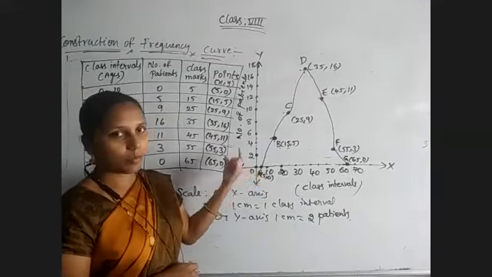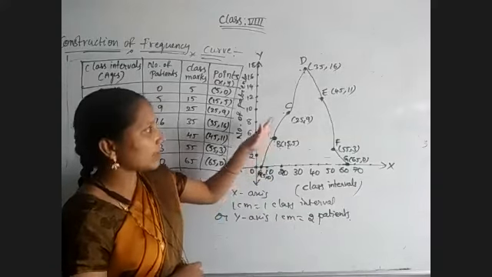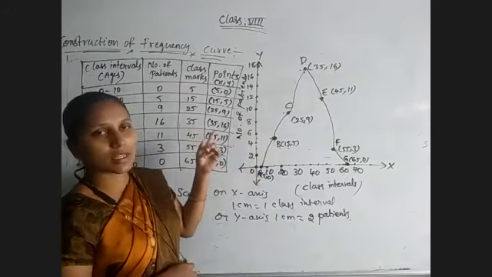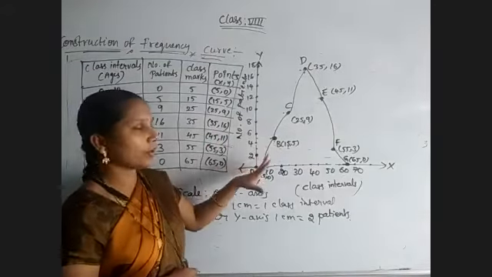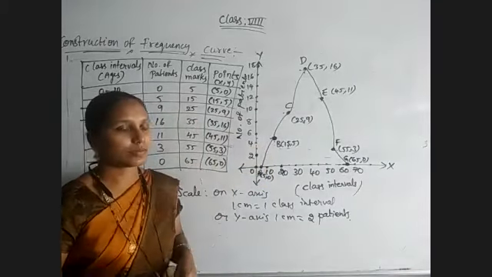Mark the points. Join the points by using a scale to get the frequency polygon. Join the points without using the scale to get the frequency curve. That's all.